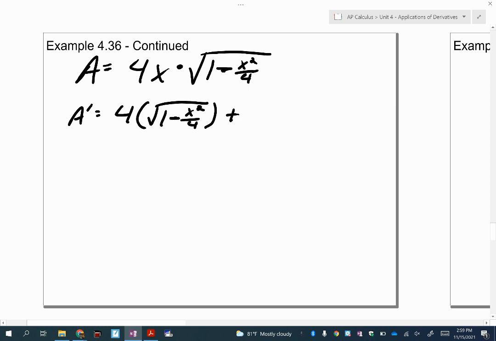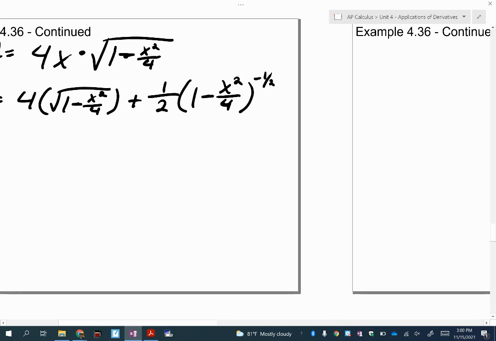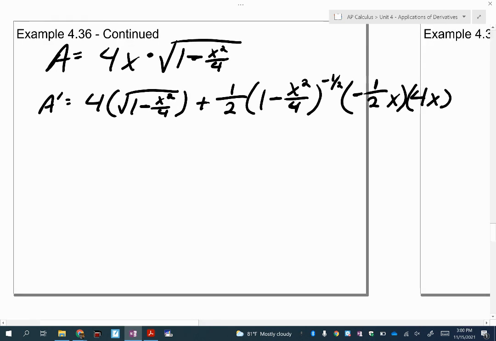And then plus the derivative of this square root. Watch how I do it. It's going to be 1/2 times 1 minus x squared over 4 to the negative 1/2 power times the derivative of the inside. The derivative of 1 is 0. So the derivative of negative 1/4 x squared is going to be negative 2/4, or negative 1/2 x to the first power. Don't forget to multiply times the other one, 4x.